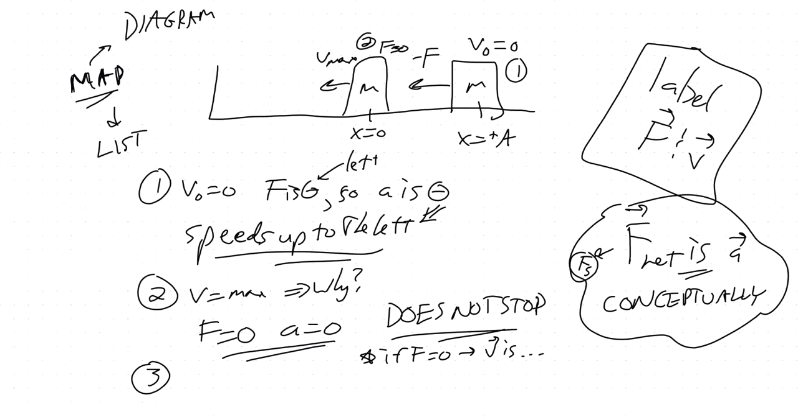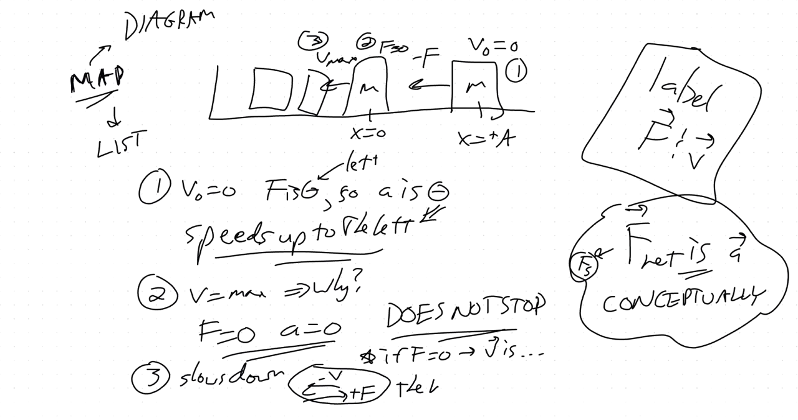Anyway, point three is over here. So point three is where it's, I don't know, I think I want to do it in the middle here. Point three in the middle where it slows down. Why does it slow down? Well, it's moving to the left, which means it has a negative velocity, but the force is now to the right. Those are opposite. That's why it slows down. Here's the why.